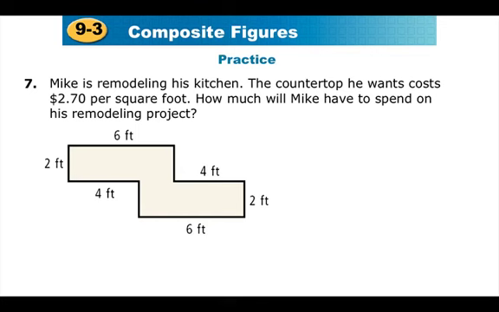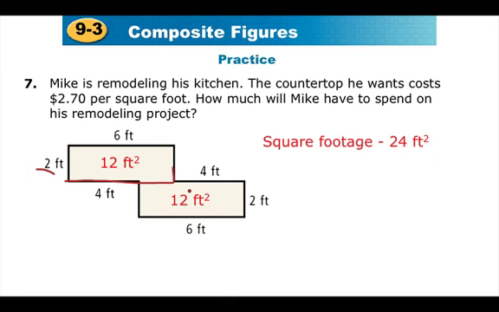So this is what we're going to do. First, you should agree with me that the area of this portion of the countertop, let me get a pen, right here, is 12. Why? 2 times 6 is 12. What about this one? Also 12. So how much area do we have in this countertop? Square footage is actually 24. 12 plus 12 square feet.